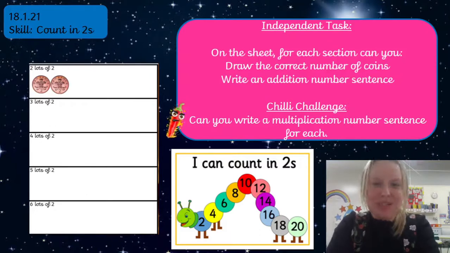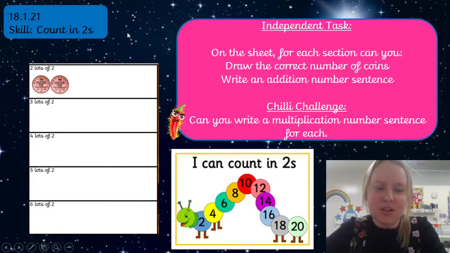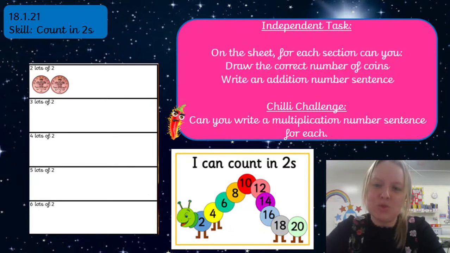So for your independent task, you're going to have this sheet, or if you don't have a printer, you could ask your mum or your dad to write straight into your homeschool book 2 lots of 2, 3 lots of 2, 4 lots of 2, okay? Then underneath in each section, you're going to draw the correct number of coins. Then you need to write an addition number sentence, just like we practiced. As a chili challenge, see if you can use our new multiplication symbol that we've just learnt, which also means lots of.